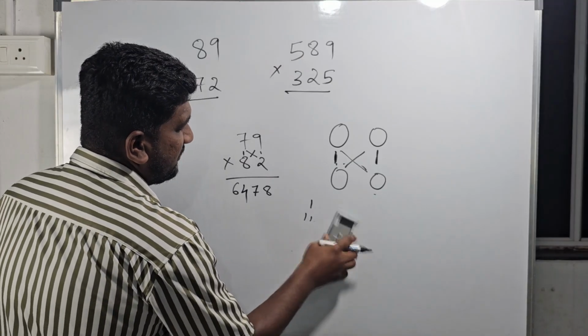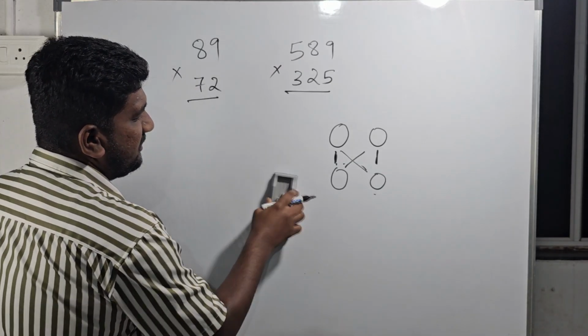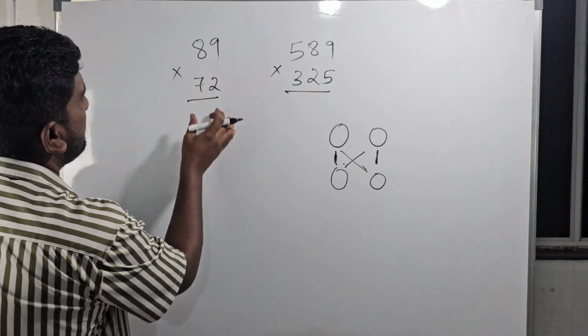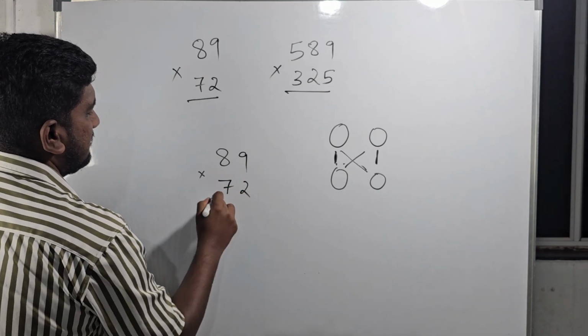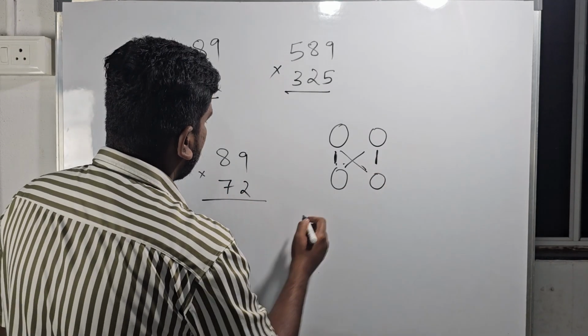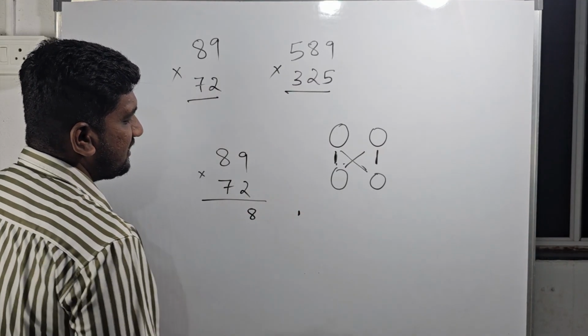So friends, you have to practice it again and again. That's how you will be able to solve it in seconds. Then we'll take this problem here, 89 into 72. So again we will follow the same steps. First we have to multiply these two. So 9 2 is 18. 8 I'll write here and 1 I will take here.